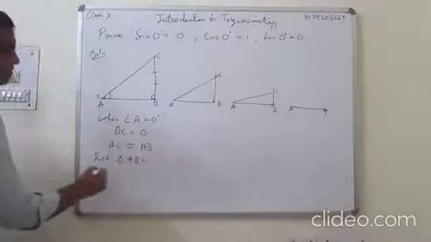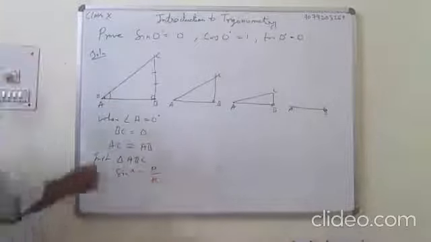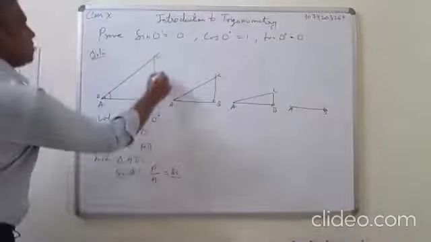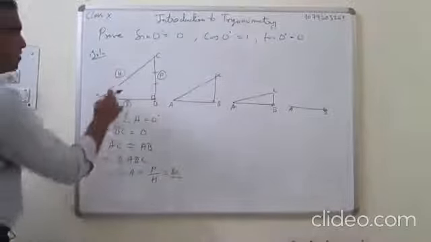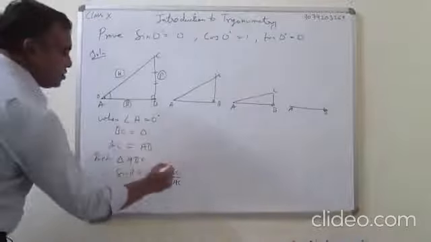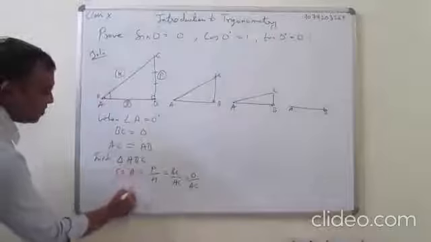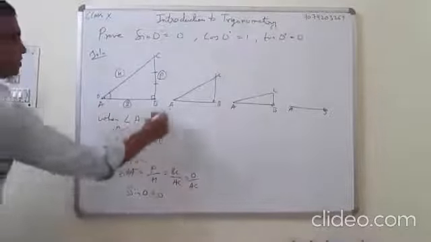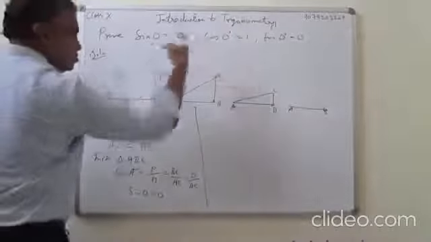Now in right triangle ABC, what is sin A? Sin A is P upon H. What is P here? BC upon AC, where BC is the perpendicular, AB is the base and AC is the hypotenuse. What is the value of BC? BC is 0, so 0 upon AC is 0, and angle A is 0. So sin 0 is equal to 0.